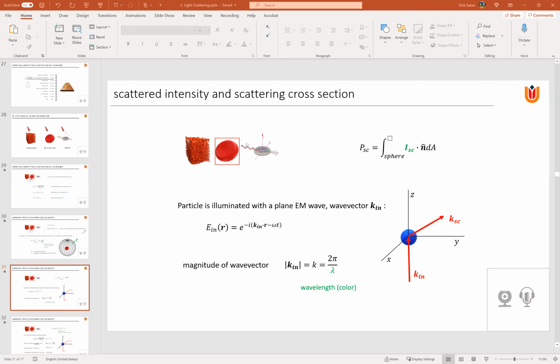So the magnitude, and then just to relate it back to physical properties. The magnitude of the wave vector, so the absolute value of k in, would be 2 pi over lambda. Lambda would then be the wavelength. So it is really connected to the physical appearance of that wave.